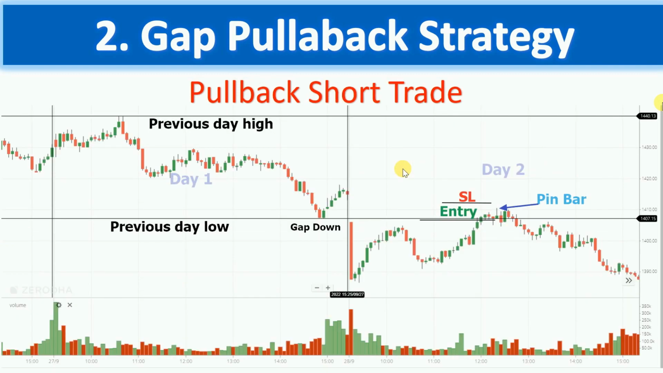Similarly, for short trade, prices gap down below low of previous day range and then it pulls back till the close price and then it forms the pin bar. So we will identify this as a signal for short opportunity and we will go short below low of that signal candle and stop loss at the high of that candle, and we will try to go for 1:3, 1:5 trade.